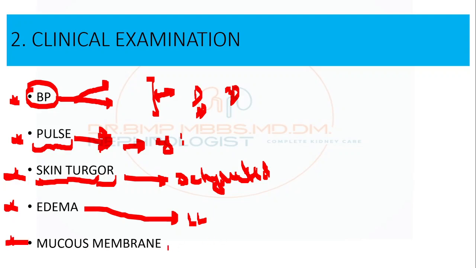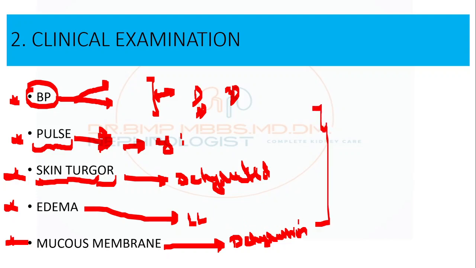Dry mucous membrane. Mucous membranes might be dry, which indicates severe dehydration. And one more thing that has previously been described in the book is the axillary sweat. Even few physicians use that axillary sweat. Whether axillary sweat is there or not, if it is not there, probably it is a sign of dehydration.